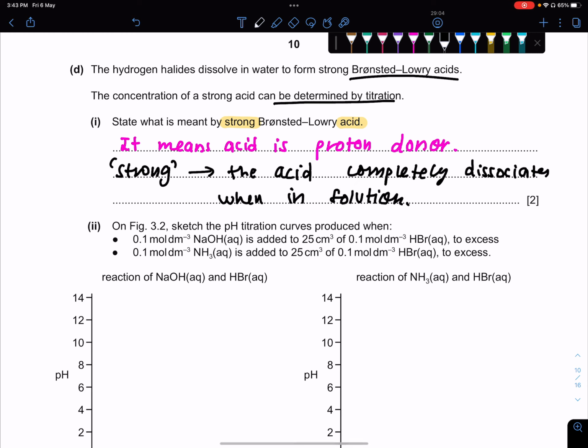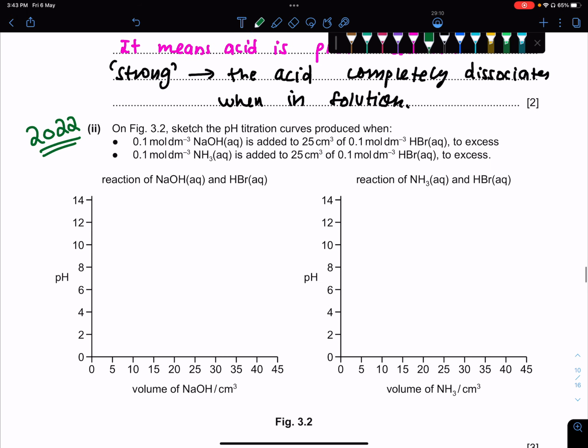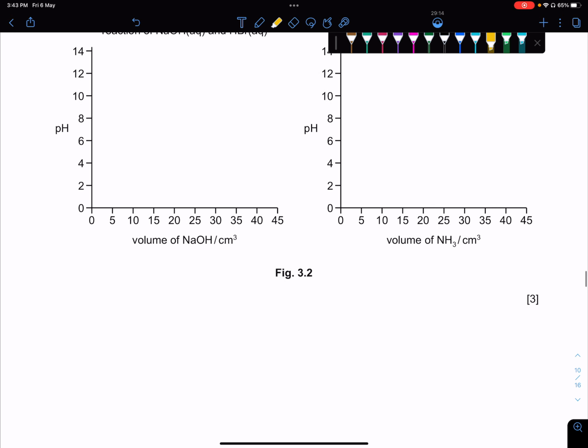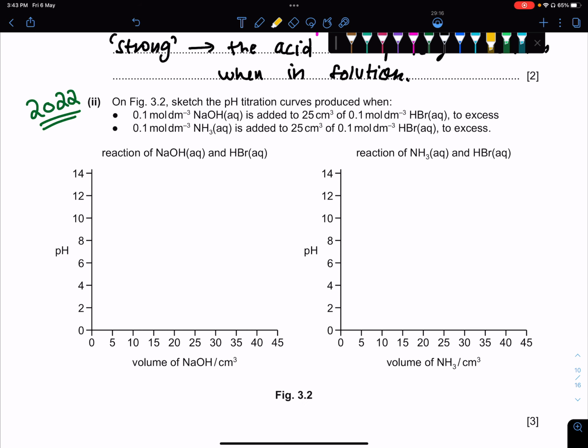Right? Okay, next part. This is again new syllabus 2022, pH titration curves. So you'll get a very good concept from this question. On figure 3.2, sketch the pH titration curves produced when NaOH is added to 25 cm³ of HBr in excess, and when 0.1 mol per dm³ of NH3 is added to HBr.